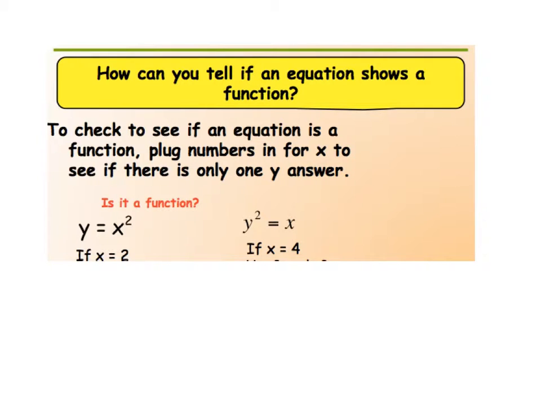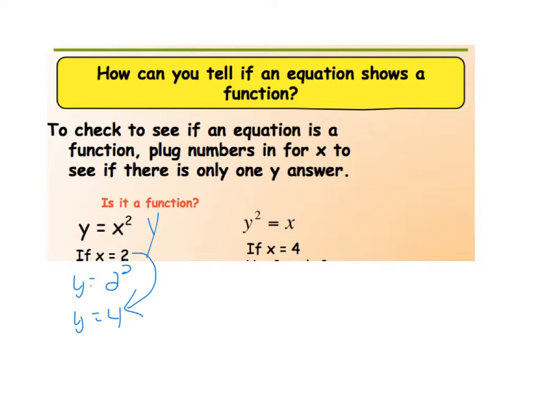For example, if x is 2, y will be 4. So for every 2, we know it's going to be 4. So this is, yes, it's a function.